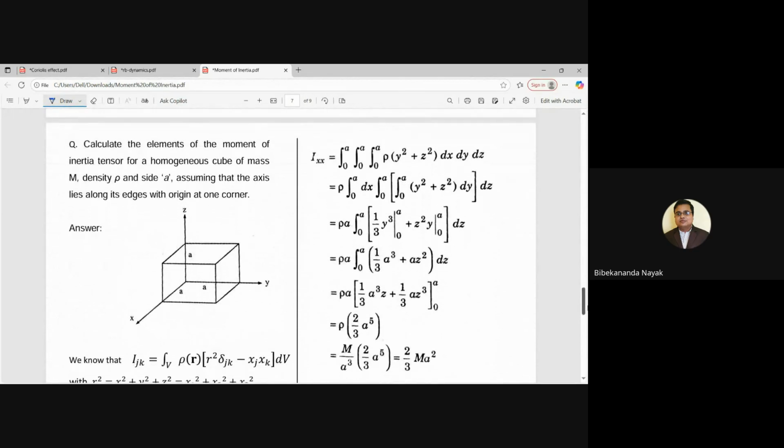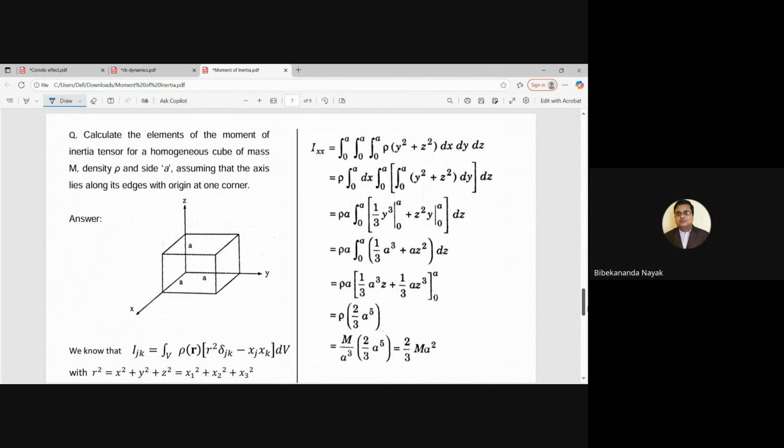There is an important problem which is sometimes asked in your examination. Find the moment of inertia of a homogeneous cube of mass m, density rho and side a, assuming the axes lie along the edges with the origin at one corner. So the origin is here at the corner and these are the axes x, y, z.